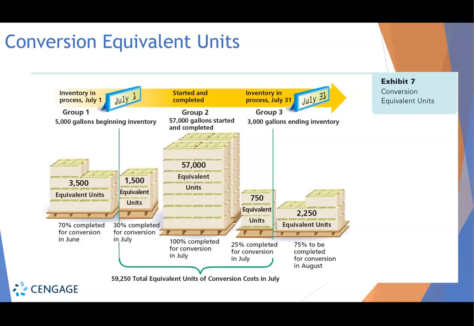The 3,000 gallons in process, Group 3, show they're 25% complete as to conversion costs. So here the equivalent units for the inventory in process at the very end of the month is going to be 750 gallons, and we calculate that by 3,000 gallons at 25% complete for conversion costs.